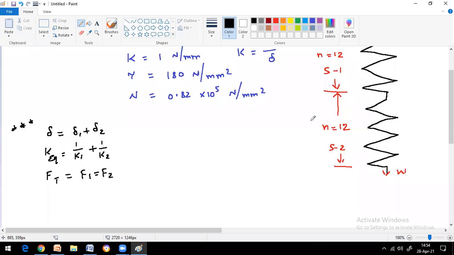Here the deflection of the whole spring will be the deflection of this plus the deflection of this. And the load will be the same. Whatever load is carried by the first spring will be equal to the load carried by the second spring. And the stiffness will be the inversion of the stiffness of the first spring plus the inversion of the stiffness of the second spring.